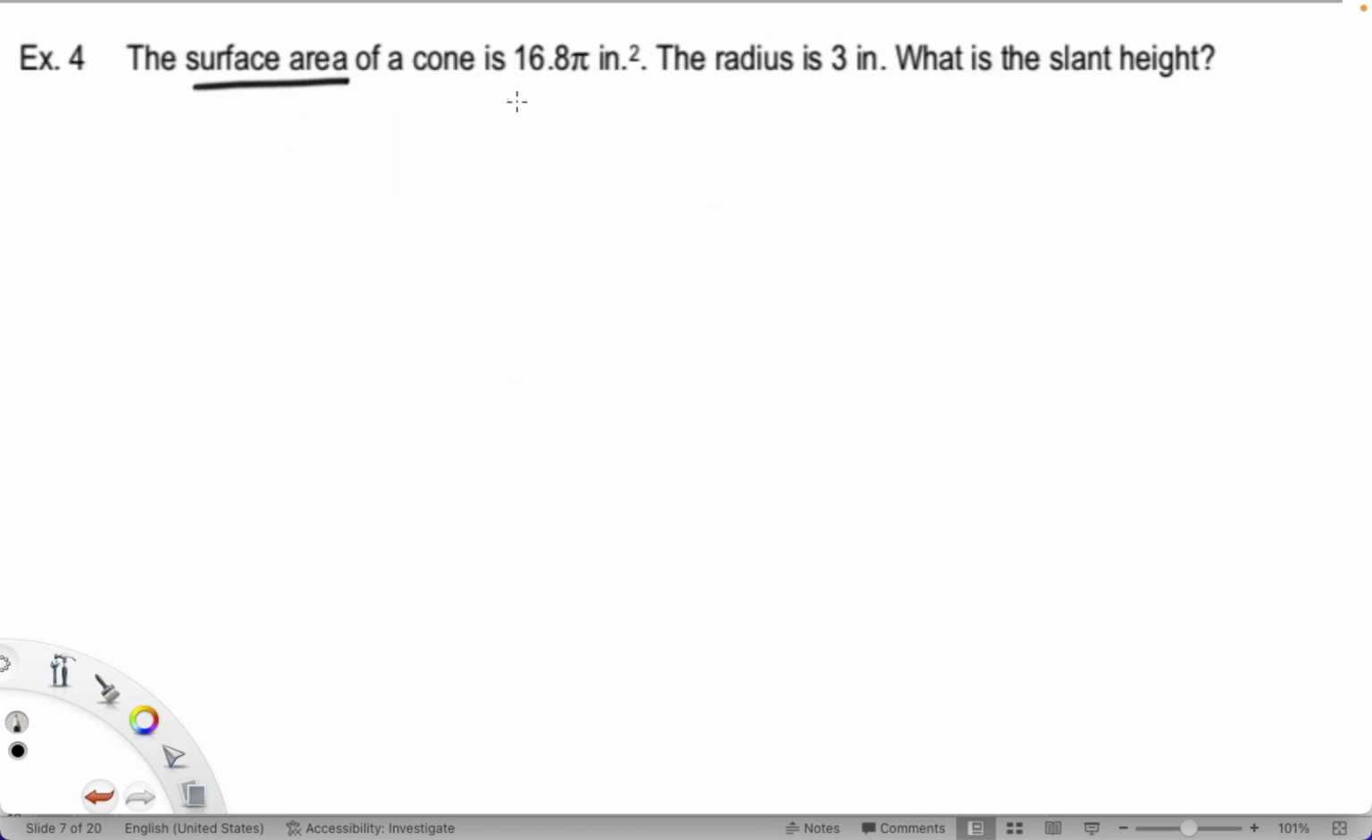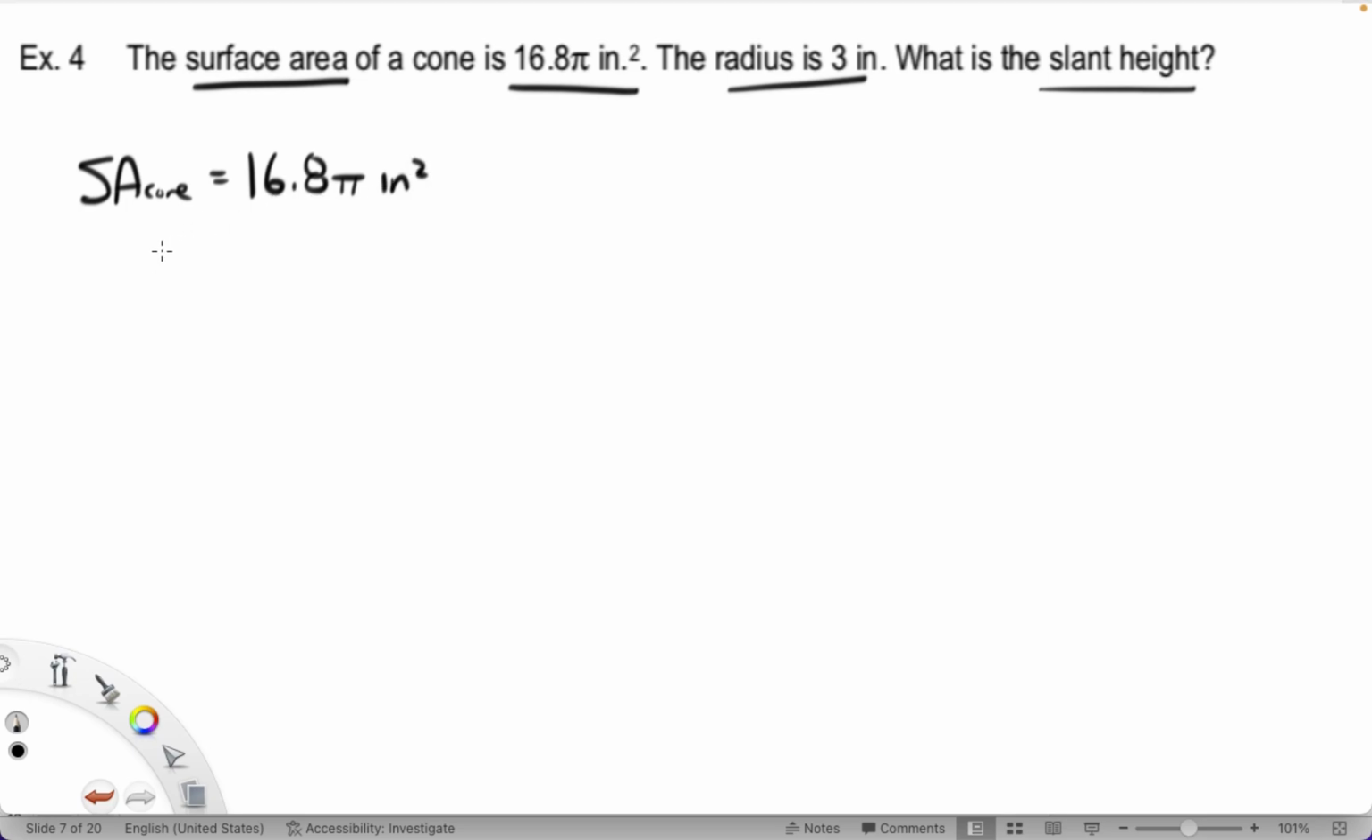Problem number 4 is asking us to find the slant height. It tells us that the surface area of a cone is 16.8 pi inches squared, and it gives us the radius, and so it's asking what is the slant height. Okay. Well, the surface area of a cone is equal to, as we just said, 16.8 pi square inches, and the radius is going to equal 3 inches.